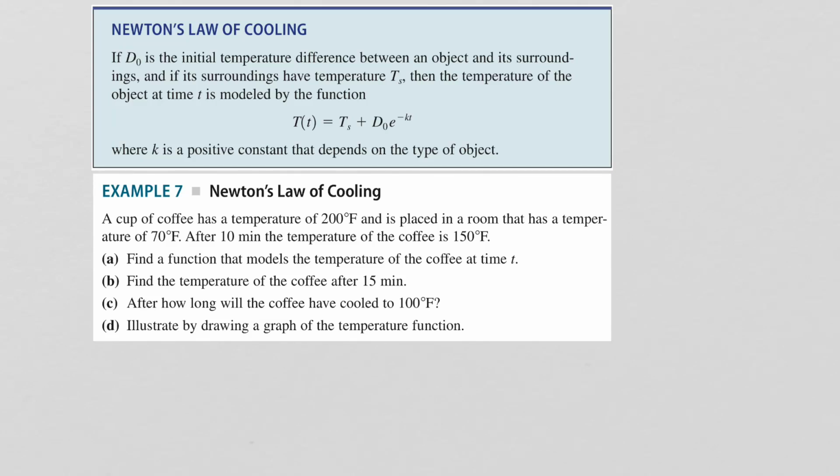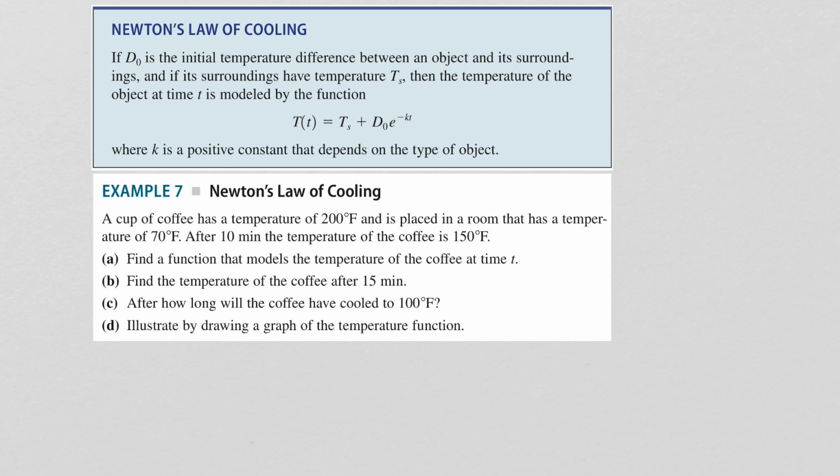In our final example, we look at Newton's law of cooling. If D naught is the initial temperature difference between an object and its surroundings, and if its surroundings have temperature Ts, then the temperature of the object at time t is modeled by the function T of t is equal to Ts plus D naught times e to the negative k times t, where k is a positive constant that depends on the type of object.